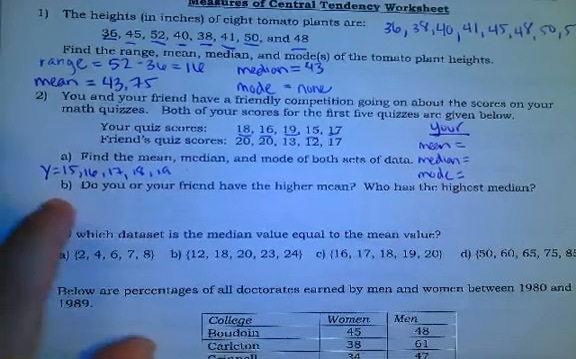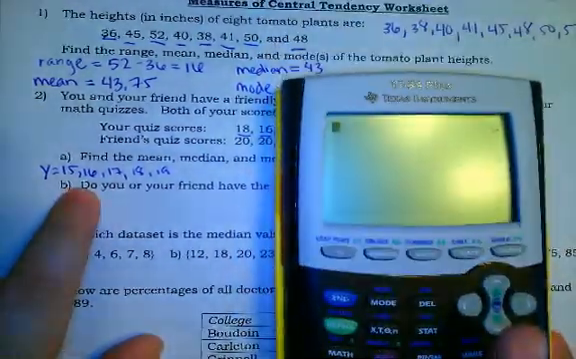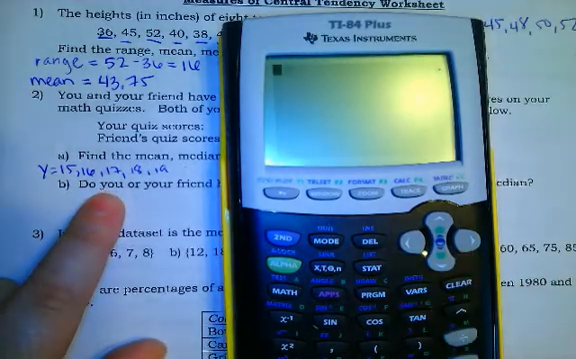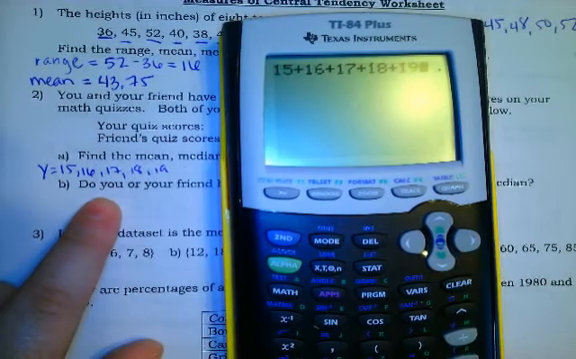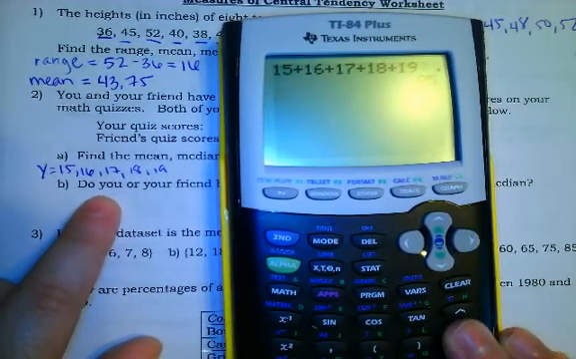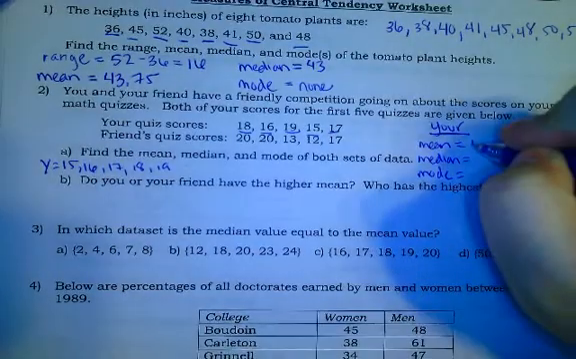Alright, so first of all, our mean. We're going to add up all these numbers and divide by 5 because we're adding up 5 numbers. So 15 plus 16 plus 17 plus 18 plus 19. We get 85, and then we divide by 5 because that's how many numbers we added up, and it's 17. So my mean is 17.